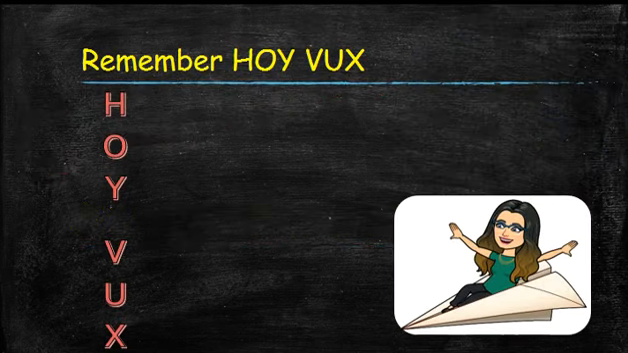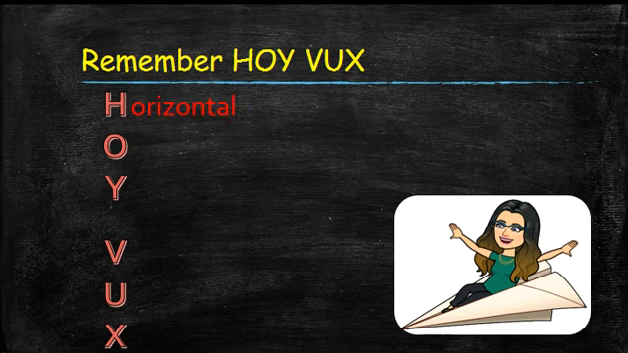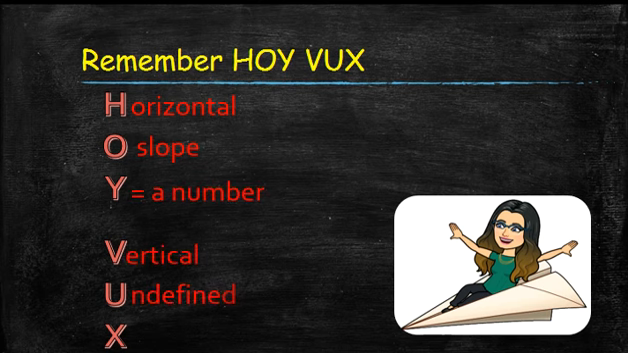It helps to remember HOY-VUX from Algebra 1. HOY: horizontal, zero slope, y equals a number. Vertical, undefined, the equation will be x equals a number.